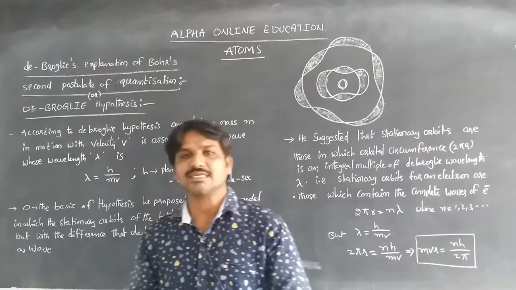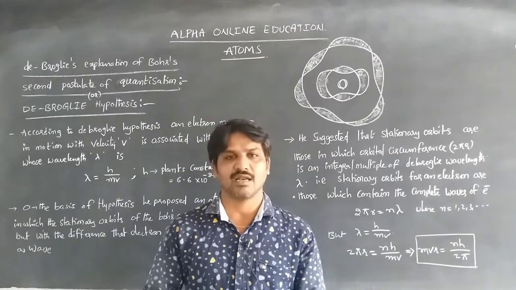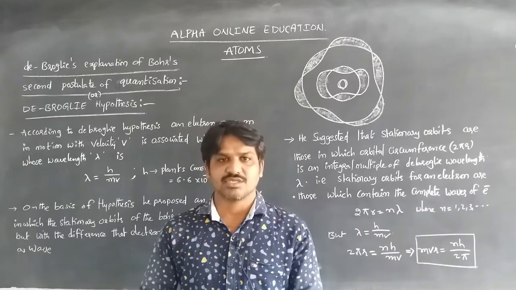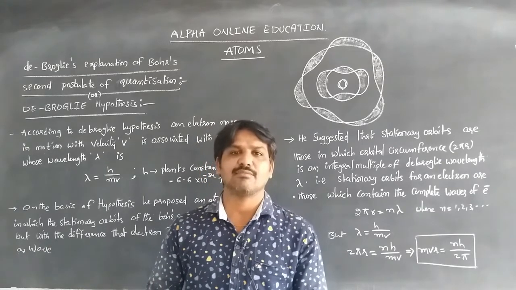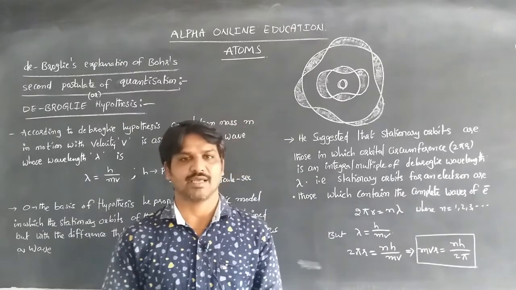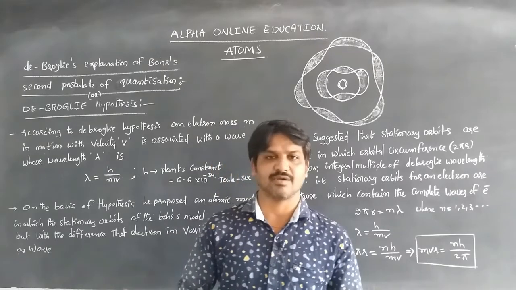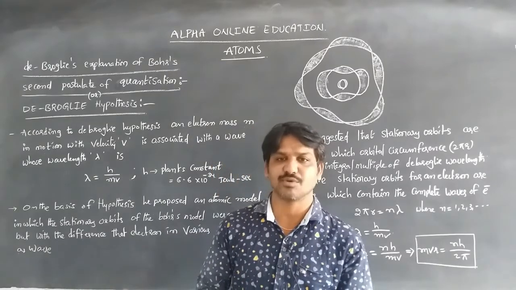Bohr's second postulate says the total angular momentum of an electron is equal to an integral multiple of h by 2 pi. That is Bohr's second postulate. Supporting that, de Broglie has given his new concept, that is the de Broglie hypothesis.